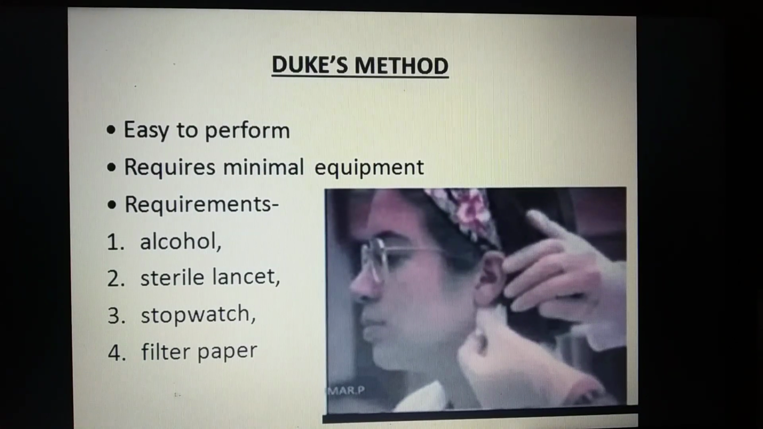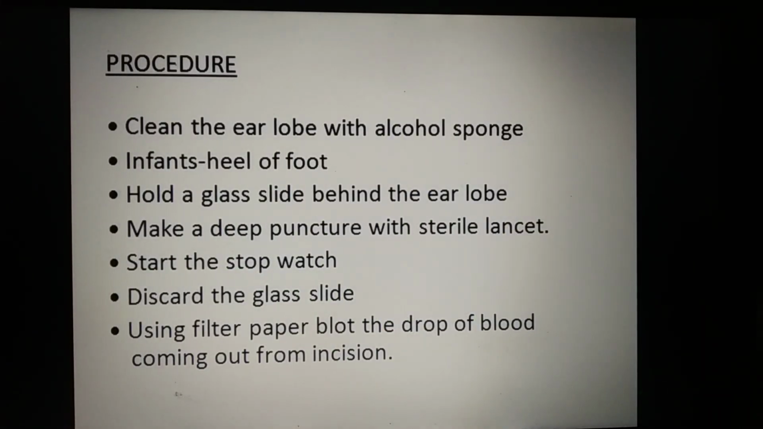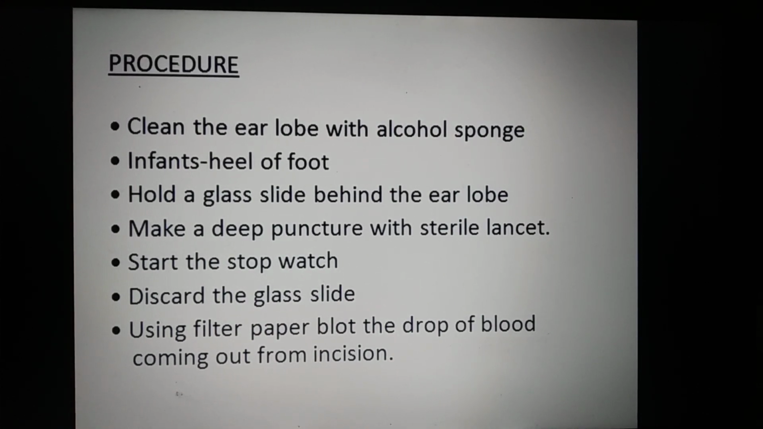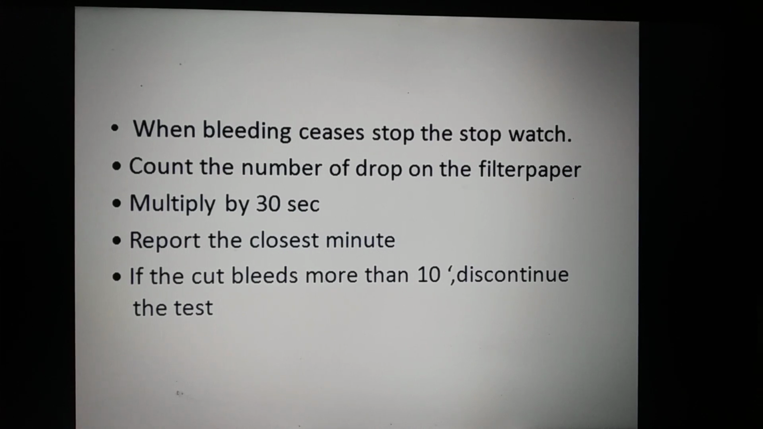Now another method is Duke's method. Here we use the ear lobule. First, clean the earlobe with the alcohol sponge, and in case of infants, the heel of the foot is used. Now hold a glass slide behind the earlobe, make a deep puncture with the sterile lancet, start the stopwatch, discard the glass slide, and using the filter paper, blot the drop of blood coming out from the incision. Now when bleeding ceases, stop the stopwatch, count the number of drops on the filter paper and multiply by 30 seconds.